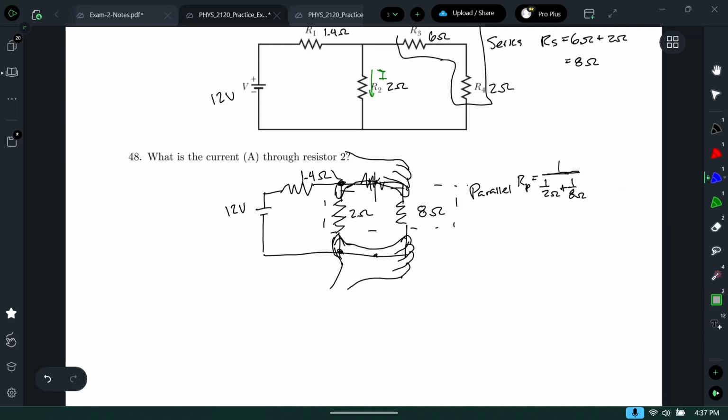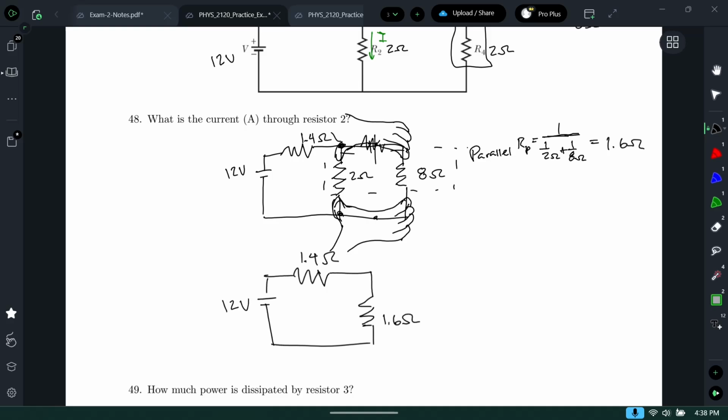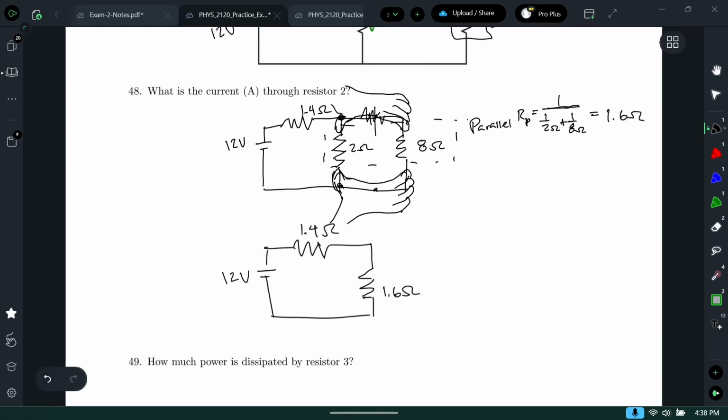1/2 is 4/8 plus 1/8 is 5/8. So this is 8/5. Let's see, 1 3/5 maybe. And so I can replace those two with a 1.6 ohm resistor, not change anything up here. So 1.4, 1.6, 12. And finally, it is absolutely clear that those are in series.